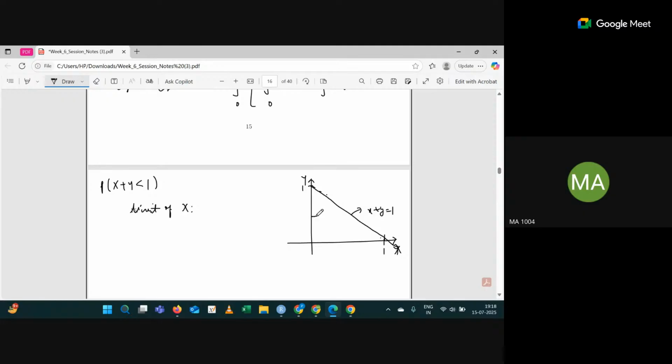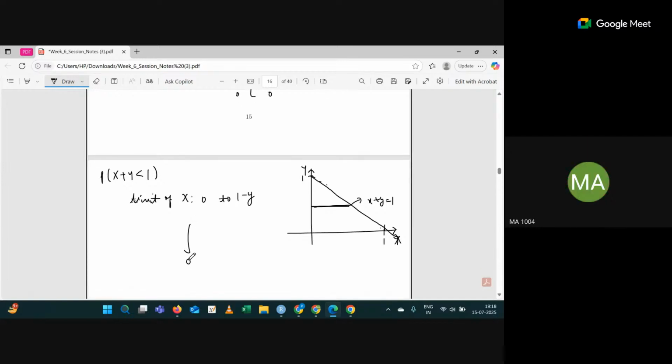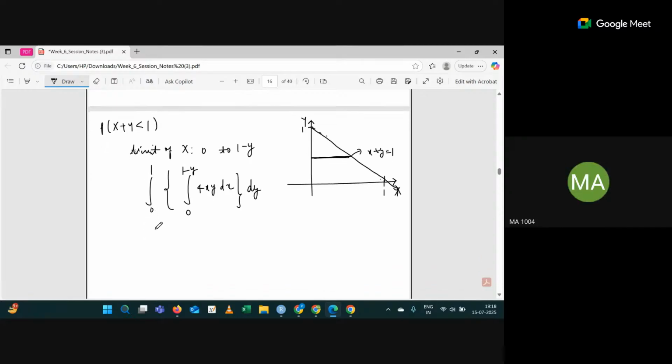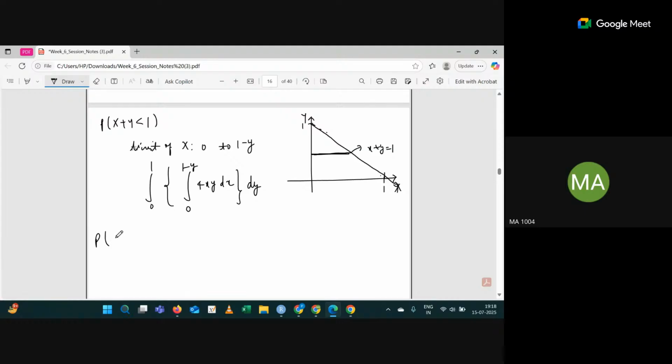I will draw a parallel line with respect to the x-axis. What is the limit of x here? 0 to 1 minus y. So I will integrate 0 to 1 minus y, 4xy. First I will integrate with respect to x, and then y can take any value between 0 and 1. Does this sound good? What if I ask probability x is greater than y? What will you do?